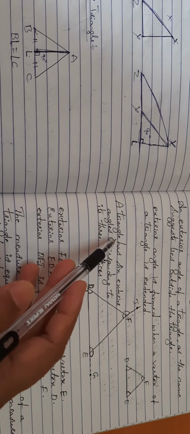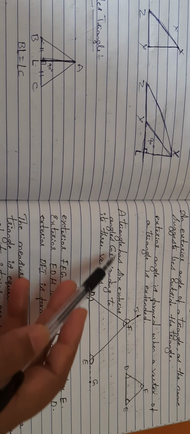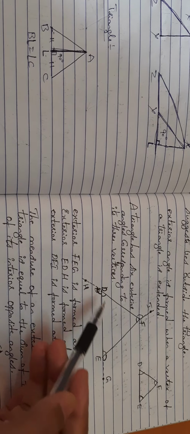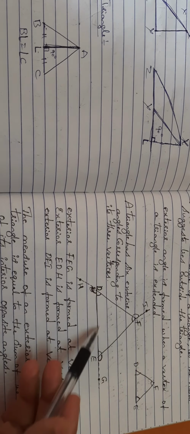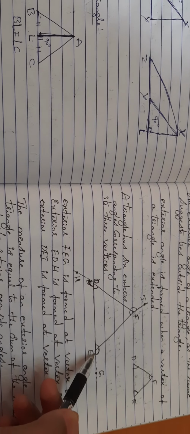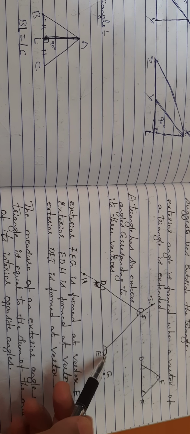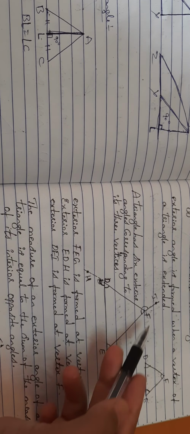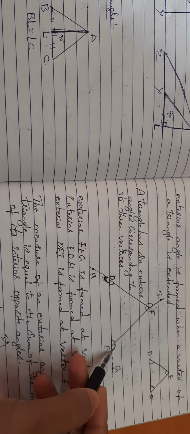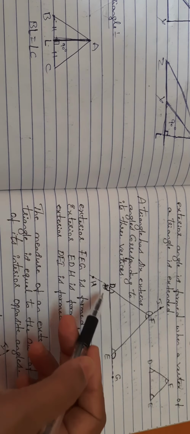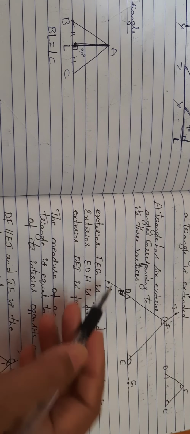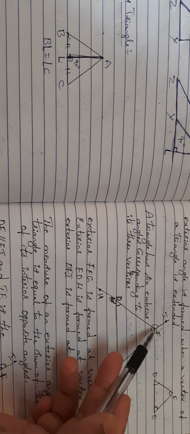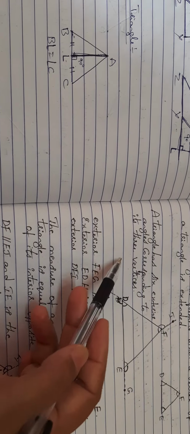Now here, a triangle has 6 exterior angles corresponding to its 3 vertices. Now here you see, the same triangle DEF. But here I have extended the lines and made exterior angles also. Here the interior angles are DEF. Exterior angles, you see: G is an exterior angle, I is an exterior angle, H is an exterior angle. So here we are saying a triangle has 6 exterior angles. See here, these two and these two.